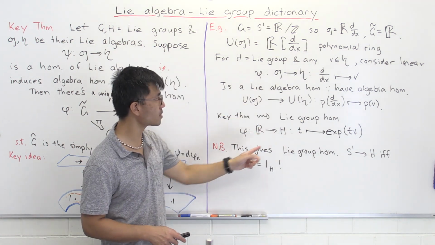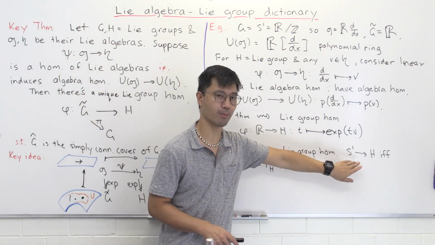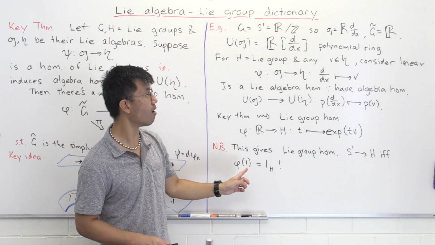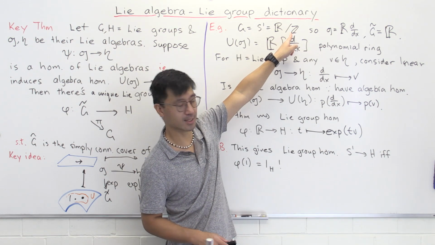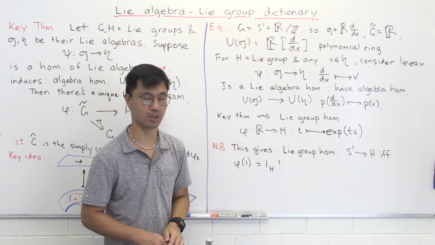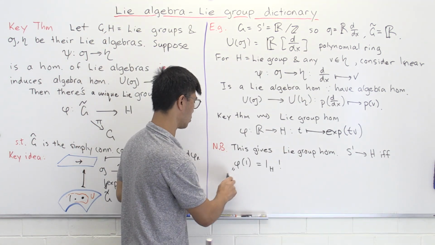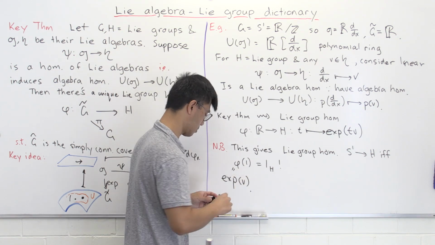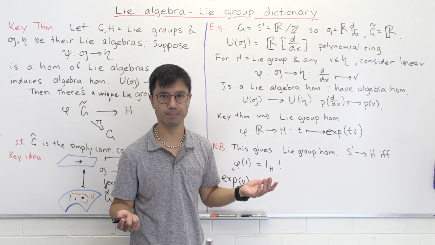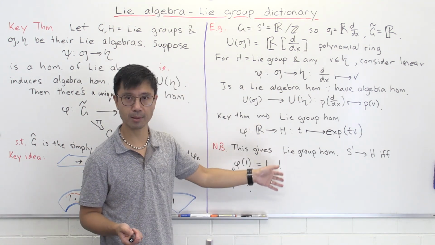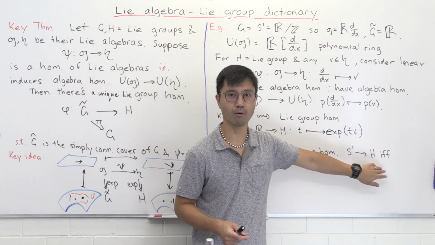So that means that since this Z is generated by 1, the condition for this to induce a Lie group homomorphism from S1 to H is that phi of the real number 1, which is inside this Z, is the identity in H. In other words, phi of 1 is equal to exp of v. Of course, there's no reason why exp of v should equal 1 necessarily. So sometimes this will happen, and if it does, you will get a Lie group homomorphism.